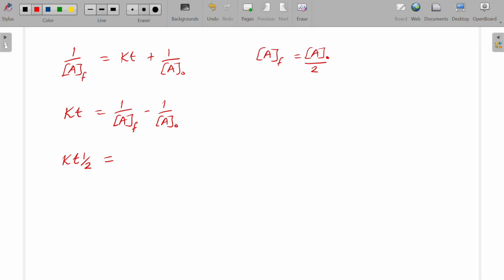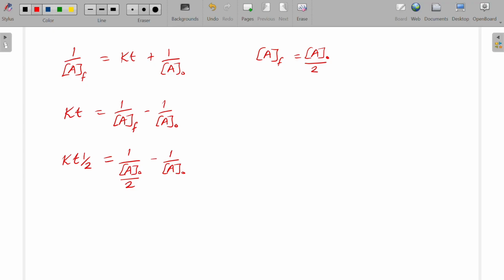So it implies that what we are going to have now is 1 over, where there's A final, the initial concentration divided by 2, replacing, and this will be subtracted by 1 over the initial concentration, like that. So this is what we have at half-life.